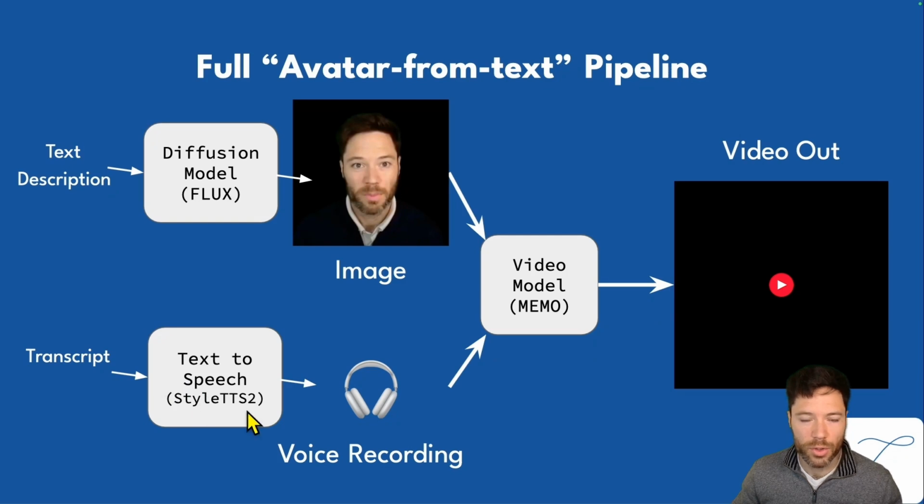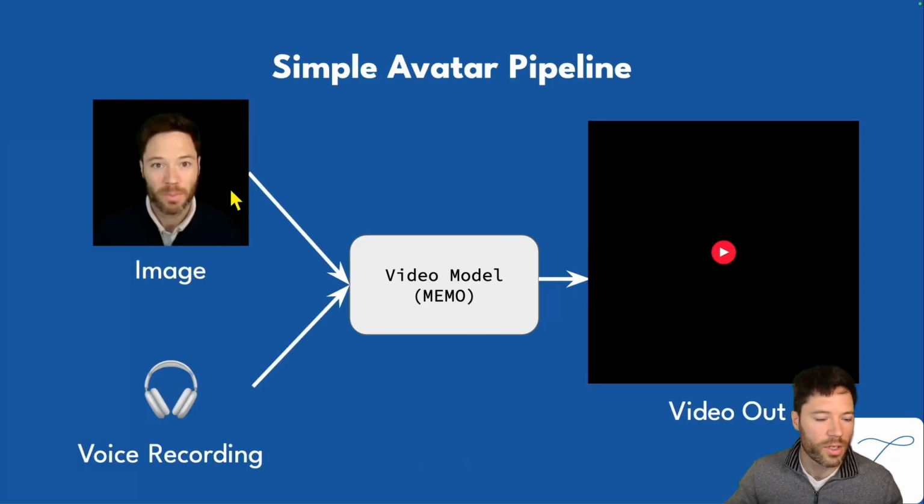So yes, you could generate this output video starting just from a text description and from a transcript if you use these three models. But as I said, this video is going to focus on what's new to this channel, which is taking an image, a voice recording, and using those to generate the final video.